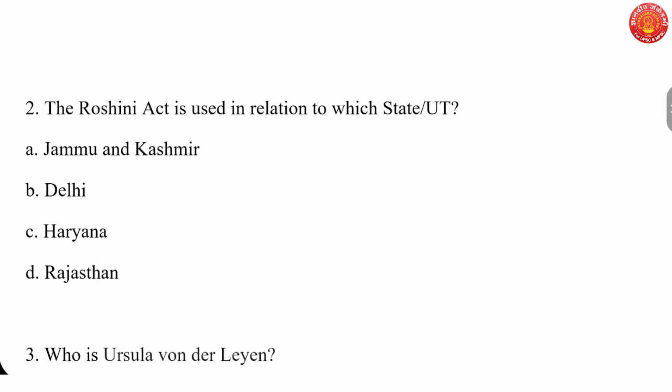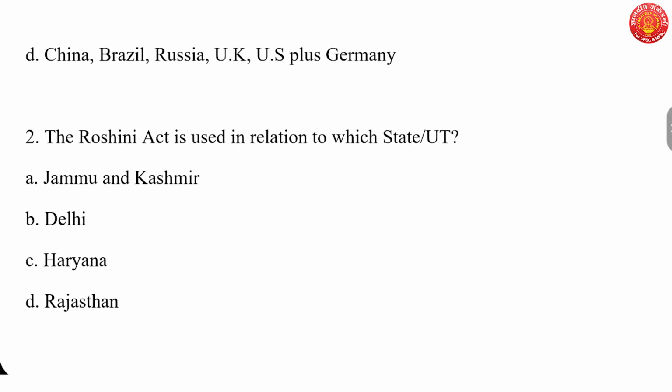Let's move on to the next question. The next question is regarding Roshni Act. The Roshni Act is used in relation to which state or union territory? Okay, let's see the options. A, it is Jammu and Kashmir. B, Delhi. C, Haryana. Or D, Rajasthan. The answer here is A, Jammu and Kashmir.